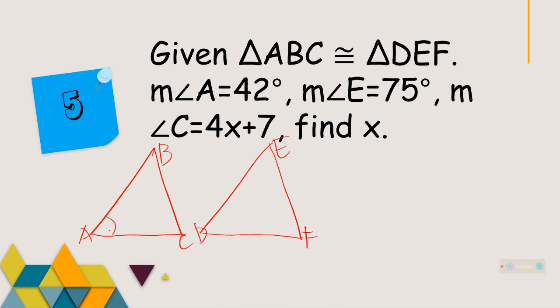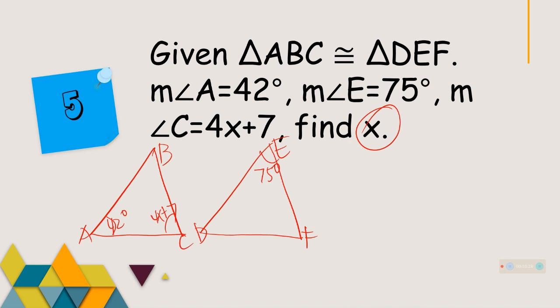Angle A measures 42 degrees. Angle E on the other triangle measures 75 degrees. Angle C on the first triangle measures 4x plus 7. So how are we going to find x? I have said before that you are going to look for the corresponding parts that have the complete given so that you can equate them with each other. This time, we have no complete given.